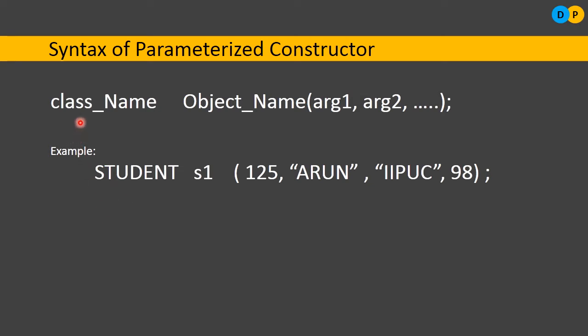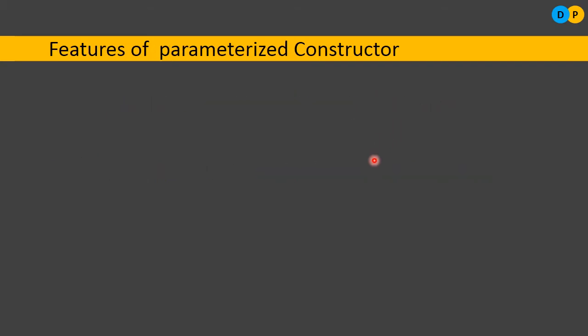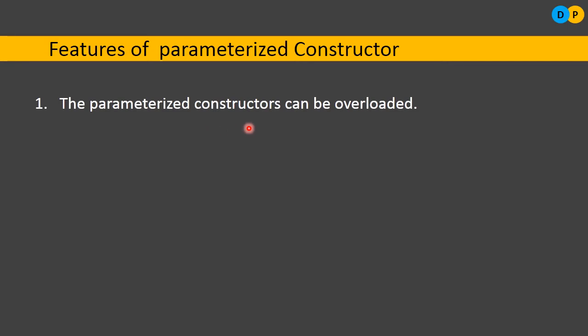So class name, for the class we will be having an object. For the object we will be passing certain arguments. This is the syntax. Now let us look into the features of parameterized constructor. The first feature, the parameterized constructors can be overloaded. What does it mean? It means in a program we can have only one default constructor, but that constraint is not there with parameterized constructor. We can have any number of parameterized constructors.